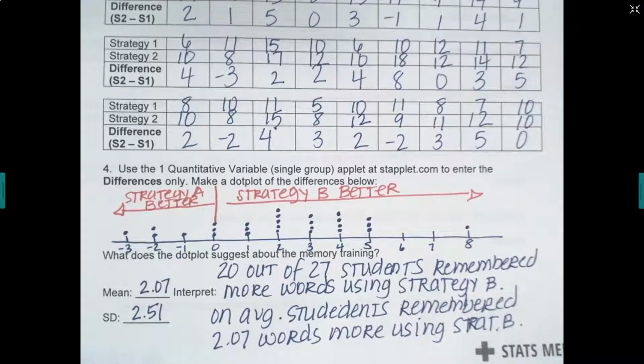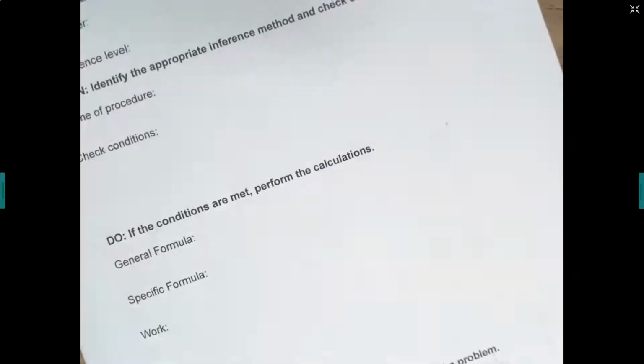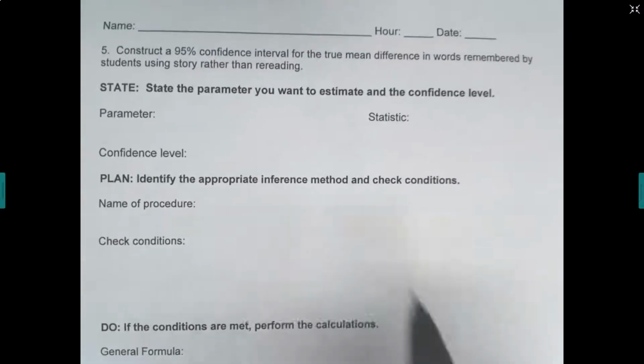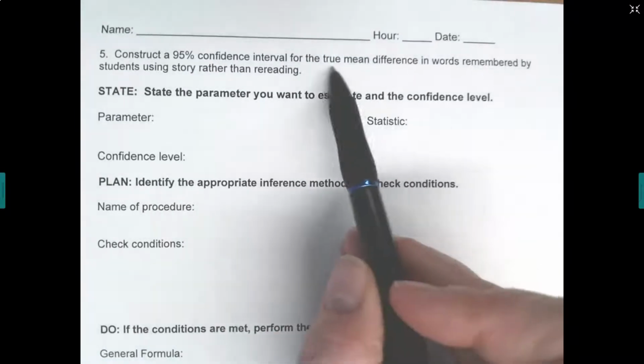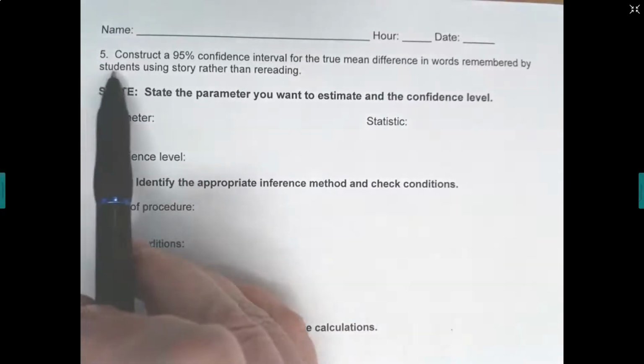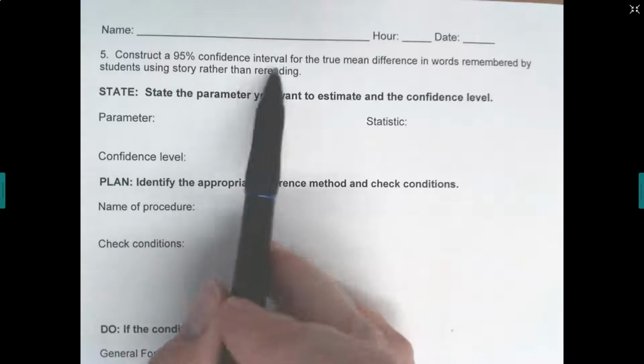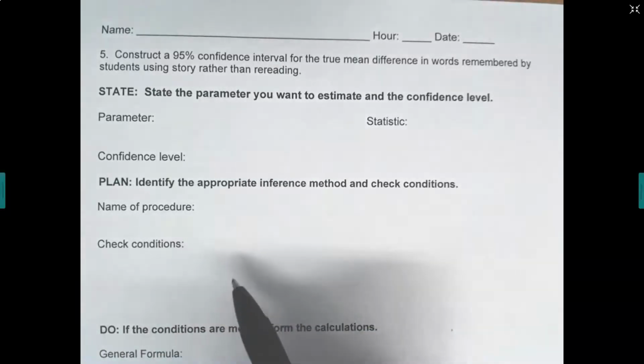Okay, so what we're going to do is take this information and construct a 95% confidence interval with it. So go ahead and flip this paper over. We're going to construct a 95% confidence interval for the true mean difference in words remembered by students using story rather than rereading. Whenever they say something like that, that's how you want to define your parameter.